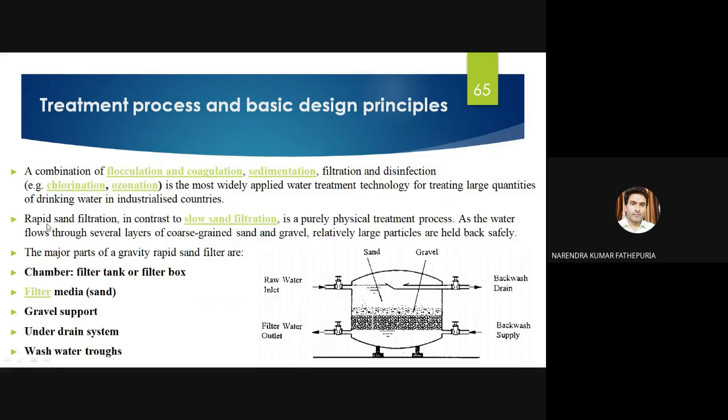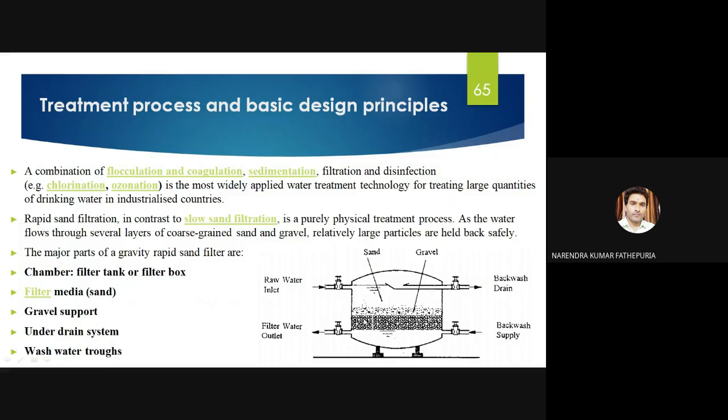As I told you, rapid sand filtration is a purely physical treatment process, and slow sand filtration is completely a biological treatment process. As the water flows through the several layers of coarse grains, sand and gravels, relatively large particles are held back safely. The major parts of the gravity rapid sand filter are: number one, a chamber, called a filter tank or filter box, that you have to design. Then filter media, that is sand and gravel and charcoal, whatever combination you are going to take. Gravel support, bottom underdrainage system, and then wash water troughs where backwashing is required for cleaning these filter beds. So this is the simple design.